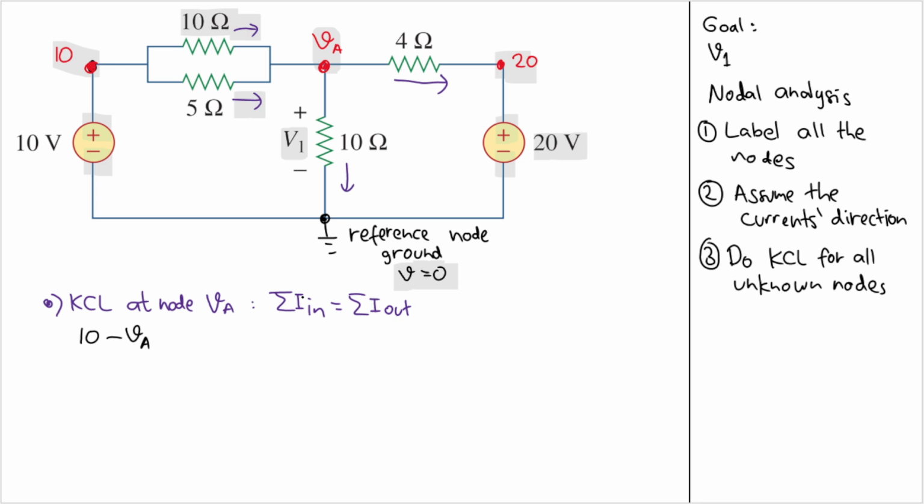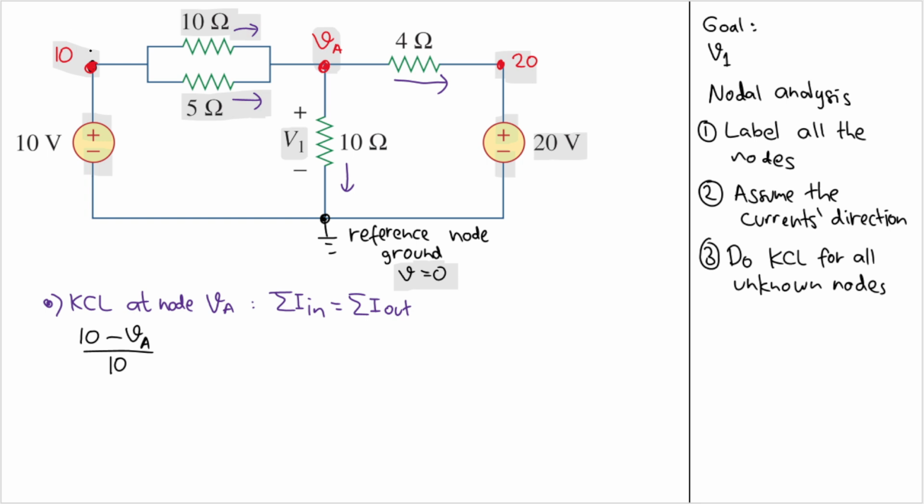But remember, we need current, not voltage. We need to divide by the resistance between them, and the resistance between them is 10 ohm. Good. And now let's move on to this 5 ohm resistor here. The current that passes through it goes to the right.